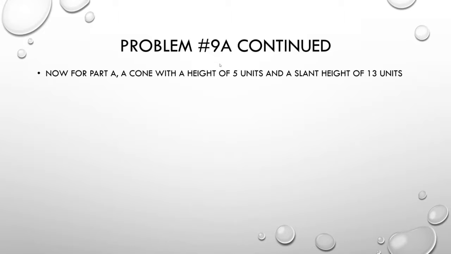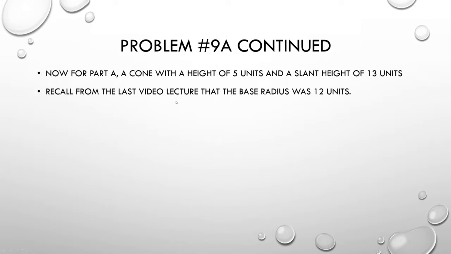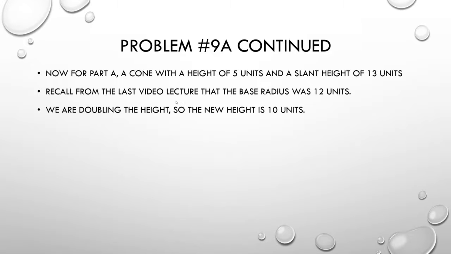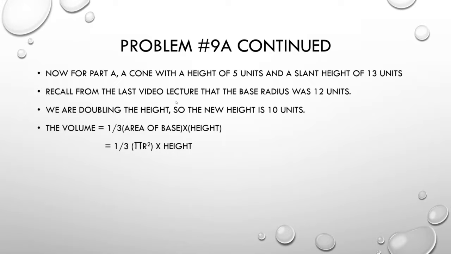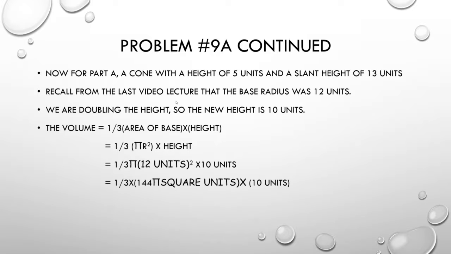Number 8a had a cone with a height of 5 units and a slant height of 13 units. Recall from a previous video lecture that the base radius was 12 units. We're doubling the height, so the new height is 10 units. To find the volume of a cone, we use the formula 1/3 area of the base times the height. Since the base is a circle, we have 1/3 pi r squared times the height. The radius is 12 units and the height is 10 units.